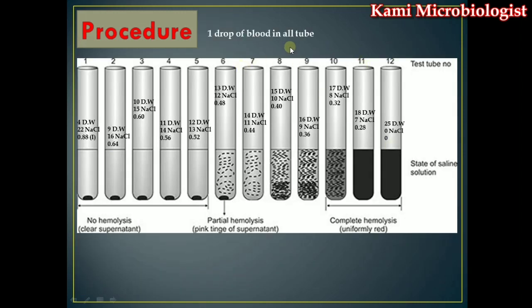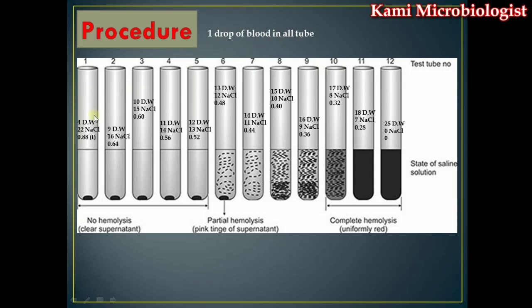Let's talk about the procedure. First of all, we have to take 12 test tubes in the rack, as you can see. In each test tube we have to add three things. First of all the water, mostly distilled water, and then we add 1% NaCl solution, and we add blood. In all of the tubes we add 1 drop of blood.